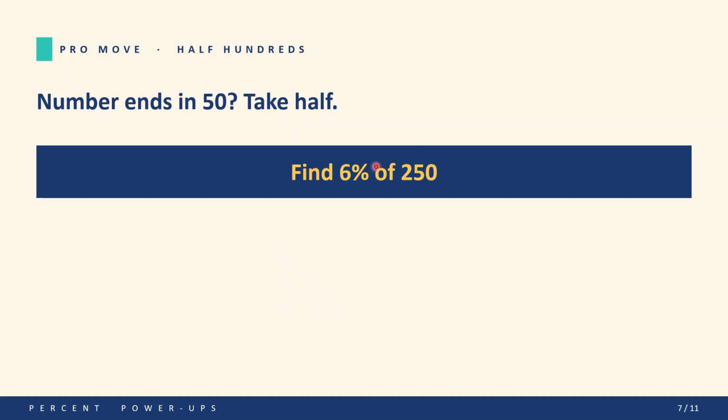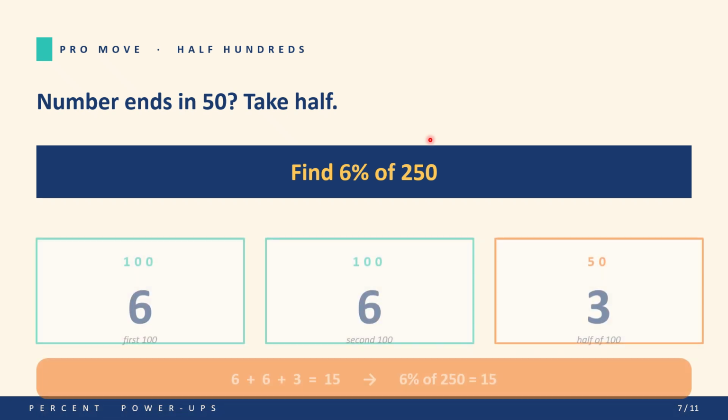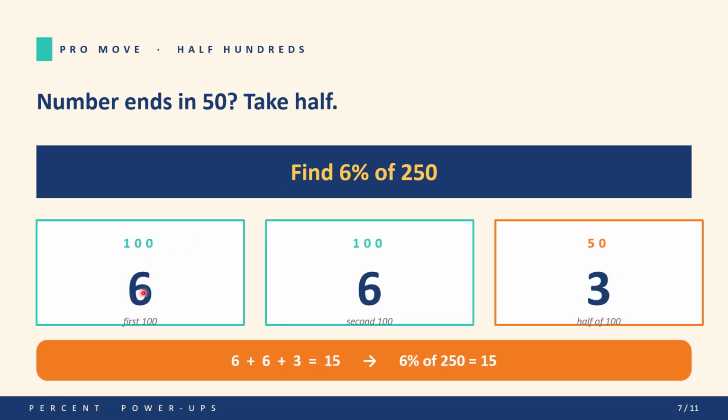Now what's 6% of 250? We'll do 6% of the first 100, it's 6. 6% of the second 100, because it's 200, it's also 6. So 6% of 50 is half of 6, so it's 3. And then we add them. So it's 6 plus 6 plus 3. So it's 15.